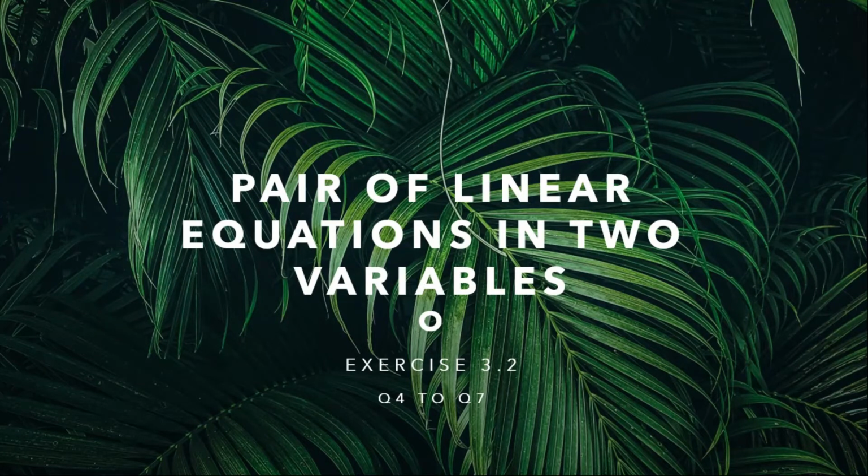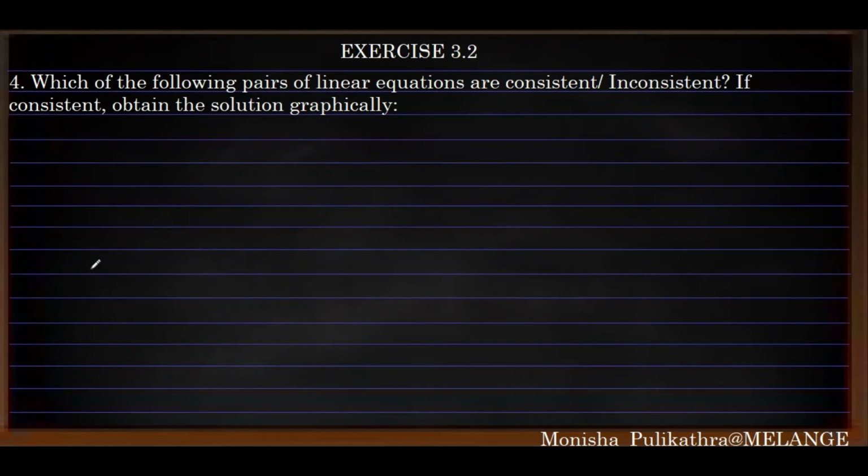Okay, so let us start the session. Moving on to exercise 3.2. Exercise 3.2 is: which of the following pairs of linear equations are consistent or inconsistent? If consistent, obtain the solution graphically. So first 2 equations will be given. We need to find out whether they are intersecting, parallel or coincident. If it is intersecting or coincident, that will be consistent. Only in the case of consistent, we need to do graphical representation. In the case of parallel, it is inconsistent. There is no need of doing any graphical representation. We need to keep the problem as it is. Okay, so that is the concept of this main.